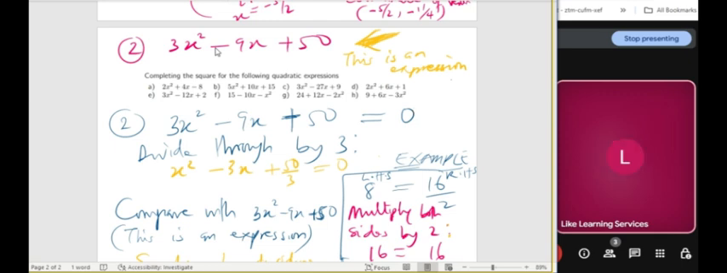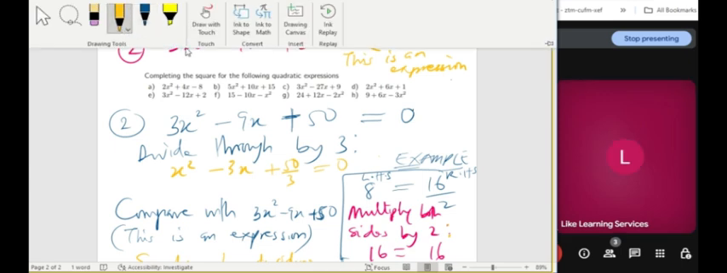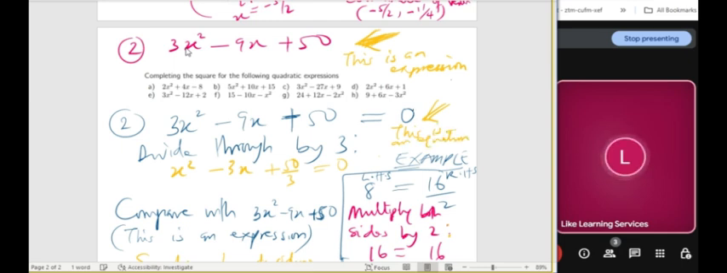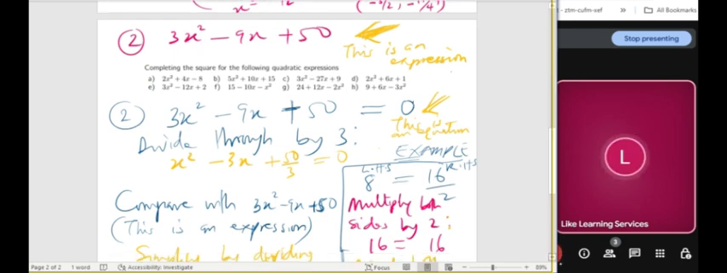Does that mean that when we get the answer we should multiply by 3? Yes. This one is an equation. So you can divide by 3 and don't bother about it, because when you divide all through by 3 for an equation, it is still valid.